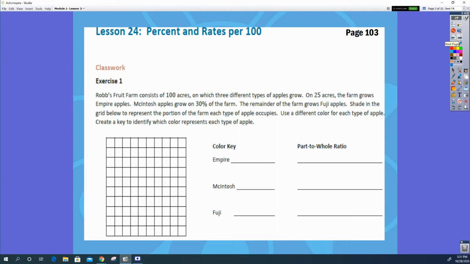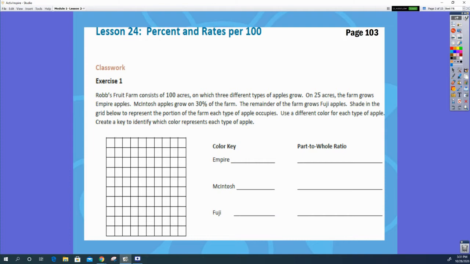So if you ever go shopping, you might see that there's something that's 20% off, okay? So that 20% means every $100 I'm spending, I can get $20 off, okay? That is my 20%. So percentage is always out of 100, okay?